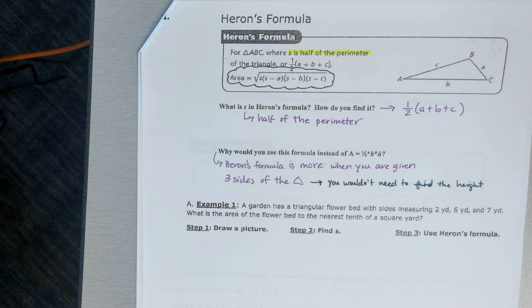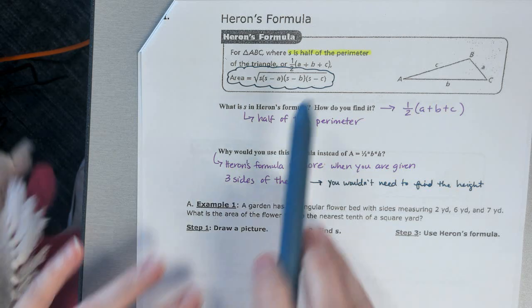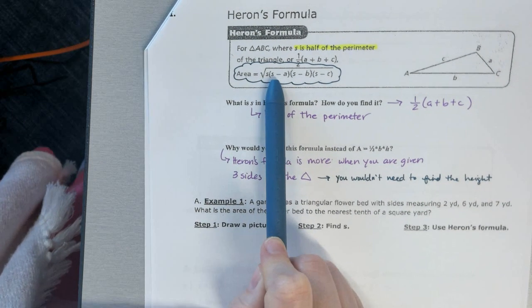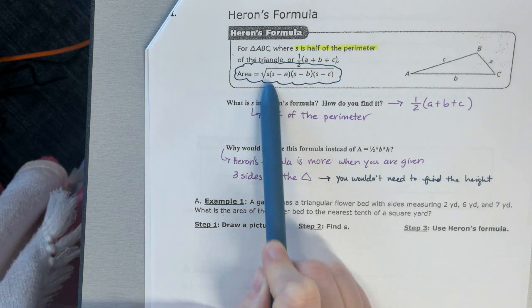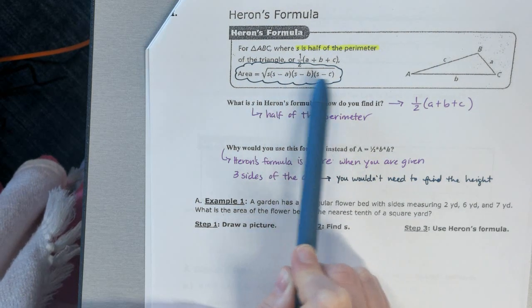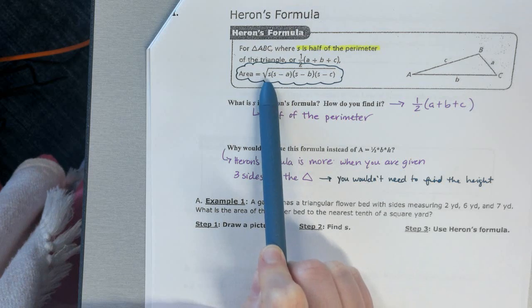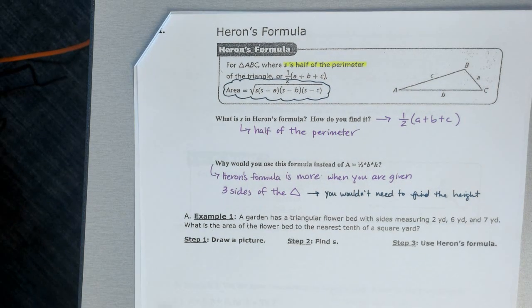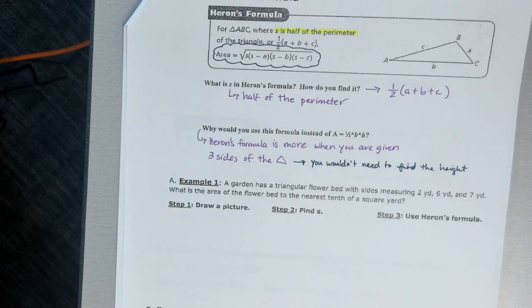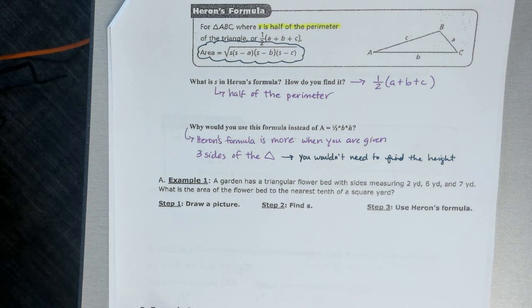So this is a formula that you'll have to know for your quiz. So we want to make sure we understand what everything in the formula means. So what's happening here is half of the perimeter, you're going to take that and subtract each side length. And you're going to multiply that by half of the perimeter. And then take the square root of that product.